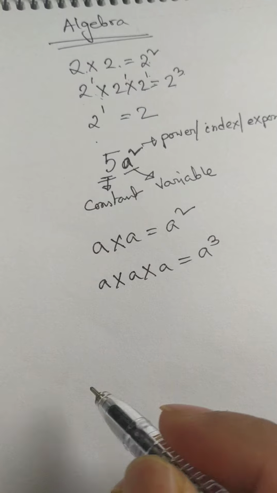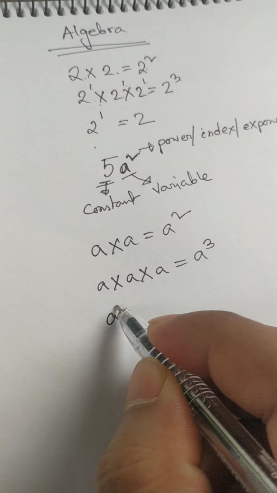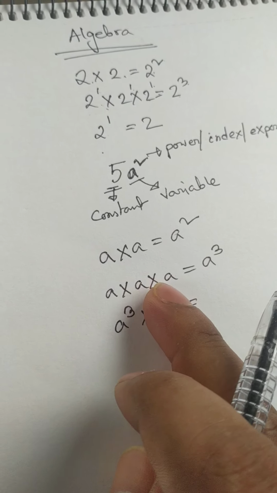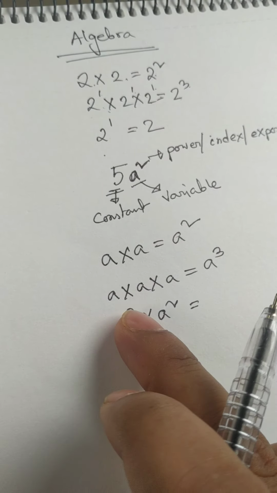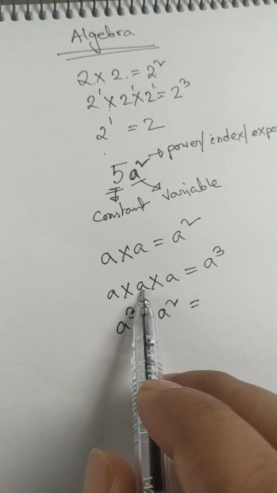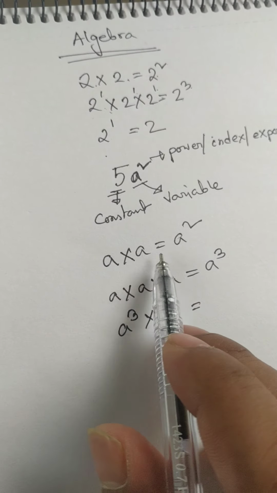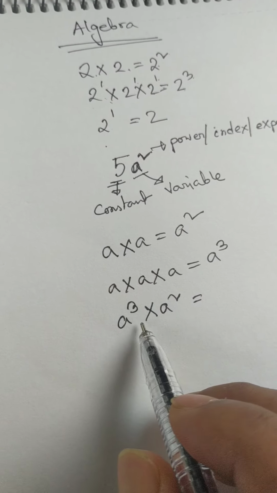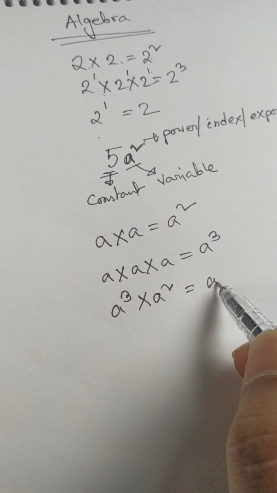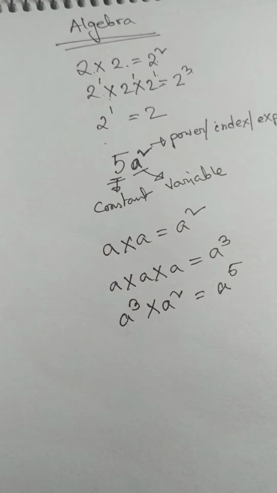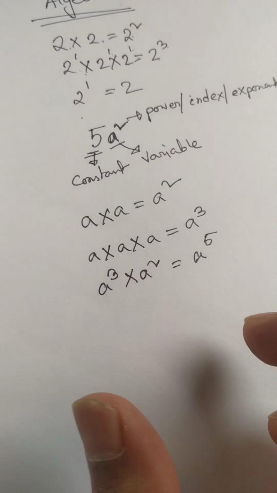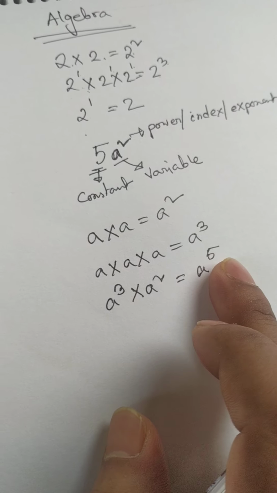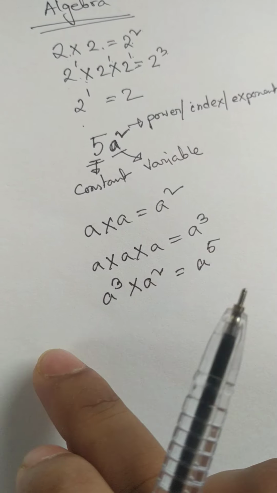Now if I multiply a cube into a square, how many a's am I multiplying? Here a into a into a means a cube, a into a means a square. So there are in total how many a's? 5 a's, right? So a cube into a square is a to the power 5. So we can understand the pattern, right? The powers are actually getting added.